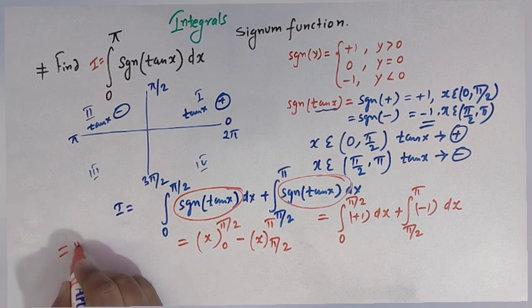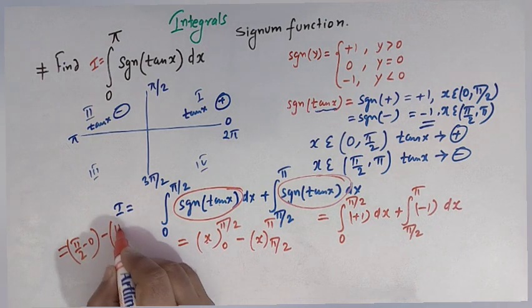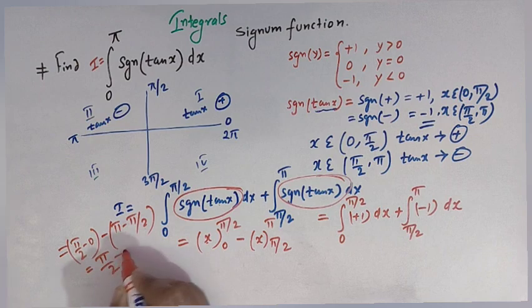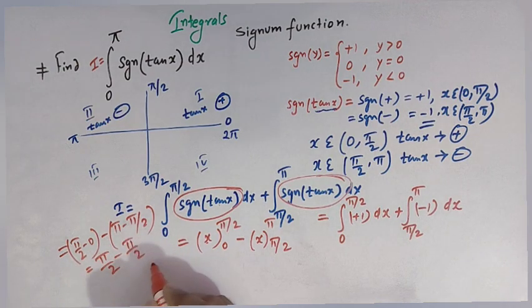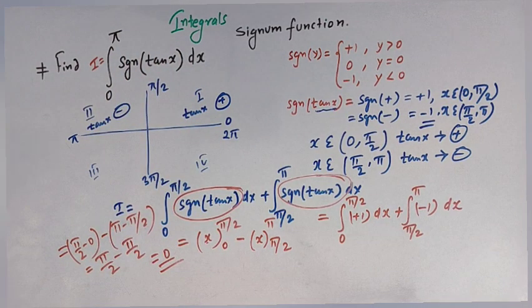So this is pi by 2 minus 0. We'll substitute the limits here and take the difference, and here we have pi minus pi by 2, right? So this is pi by 2 and this is also pi by 2, so this is equal to 0, right? So the value of this integral is equal to 0.